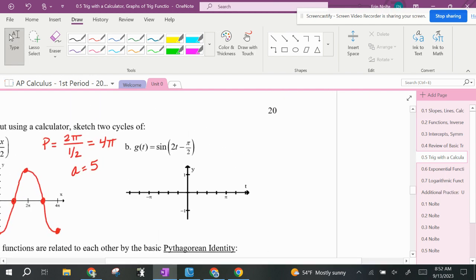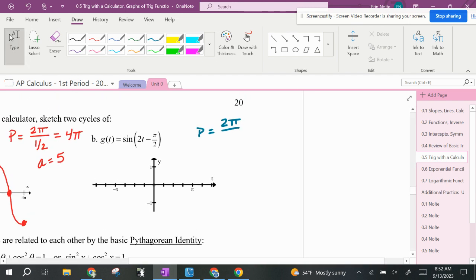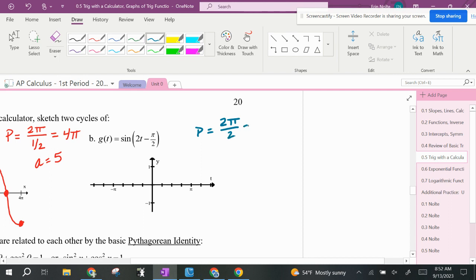All right, let's try B. This is the scenario where we have the phase shift. It's going to shift to the right or to the left. So let's go slow. What is the period? Period is 2 pi over B. So our B value in this case is 2. So the period is going to be pi.